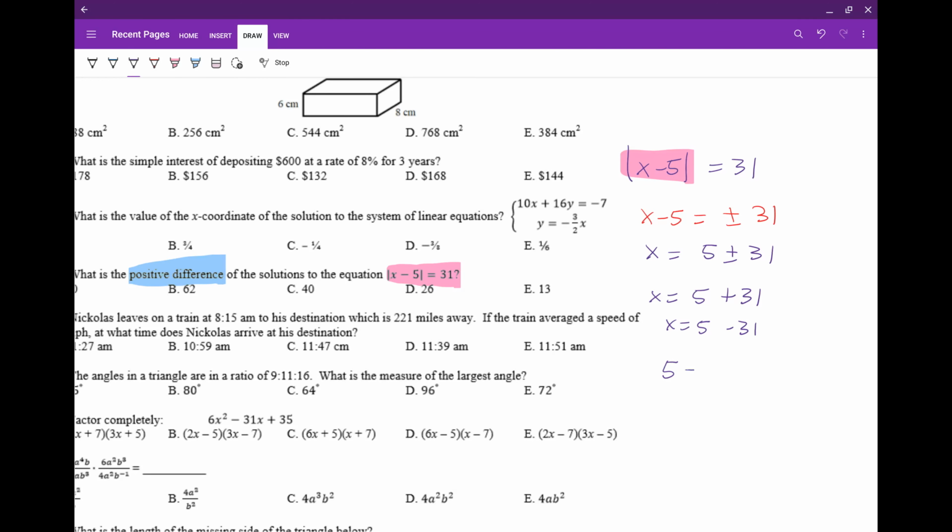So you have 5 plus 31 minus 5 minus 31 in parentheses. So it's 5 plus 31 minus 5. Negative and negative cancel out. So you have plus 31. So the 5 goes away, and you just have 31 plus 31. That's equal to 62. That's positive. That's your answer. That's choice B.